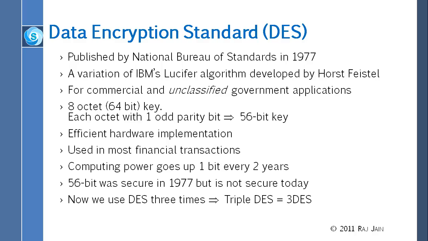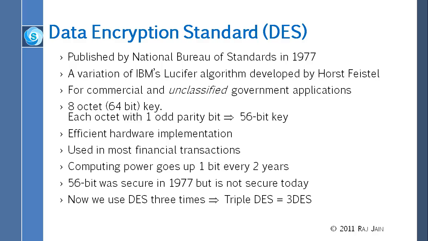Basically, the way these standards are done is that they ask for proposals, and everyone proposes their own algorithm for standardization so that they can be ahead in the game. IBM suggested their algorithm, Lucifer, which was developed by Horst Feistel himself, and that was selected. Actually, there were lots of others that were not selected, and this algorithm is a standard for commercial and unclassified government applications.